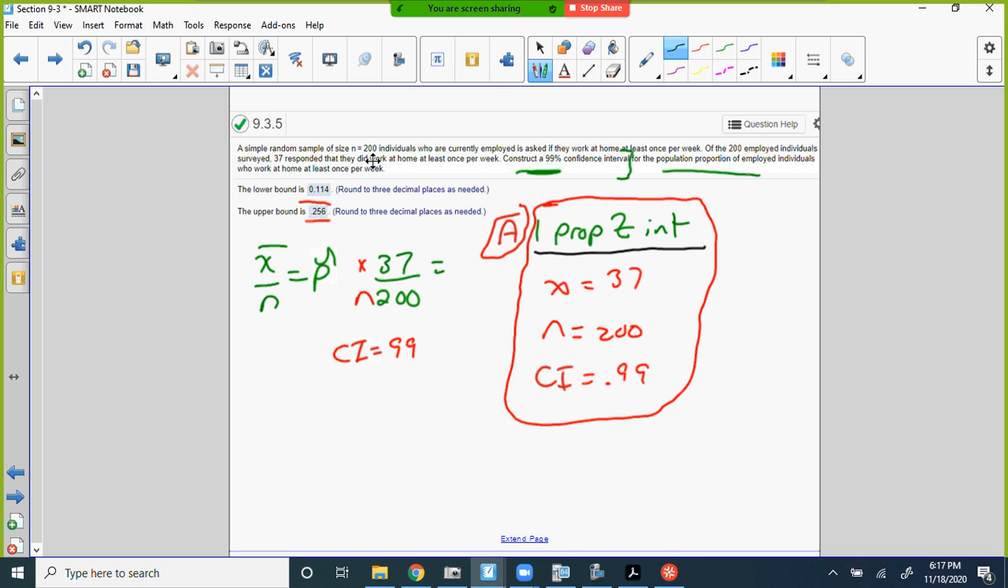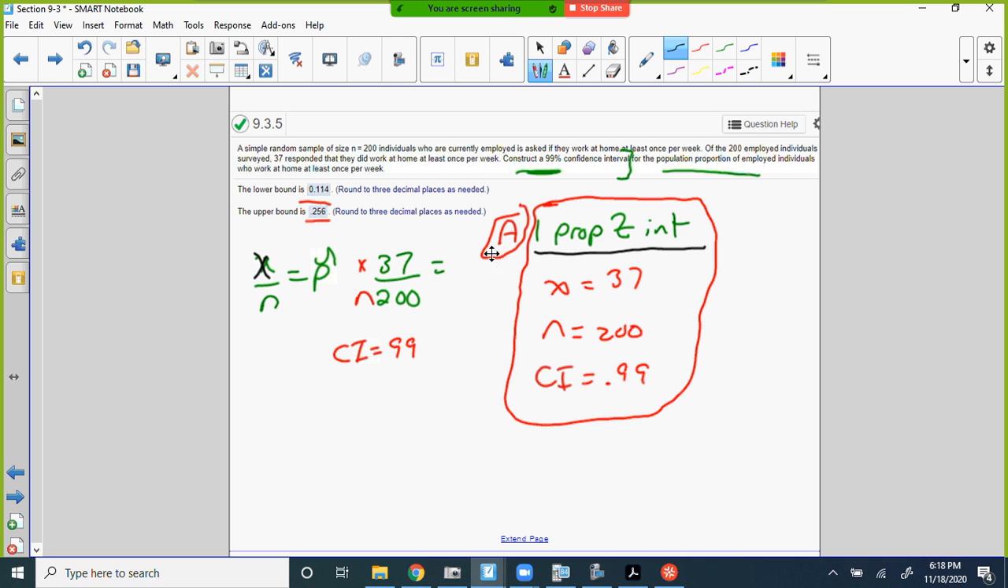It just told you how many people it surveyed and how many of them said they at least worked at home, right? They gave you an X. Like I said, X bar. Really, it's X, a designated point. They gave you a value, and then it's a proportion, it's p hat. So that's a one proportional. That's A, right?